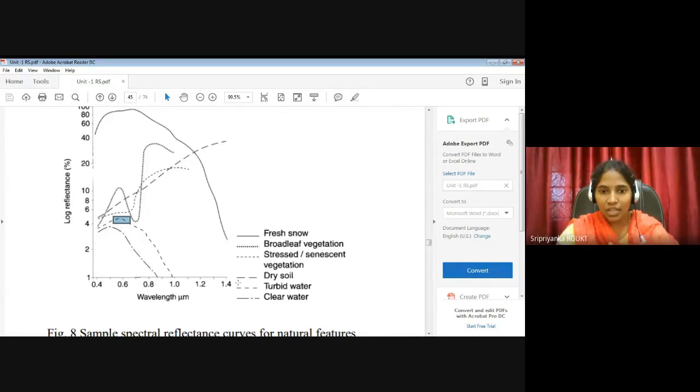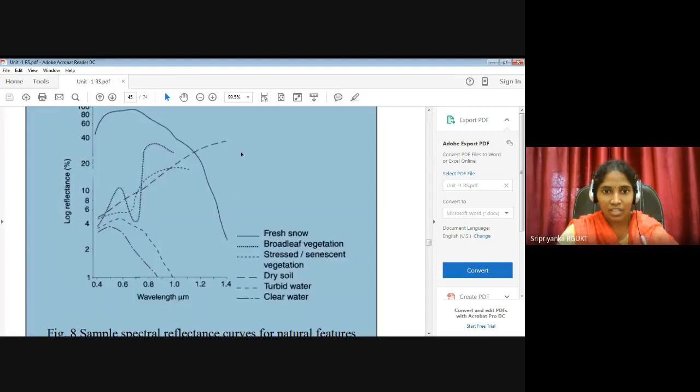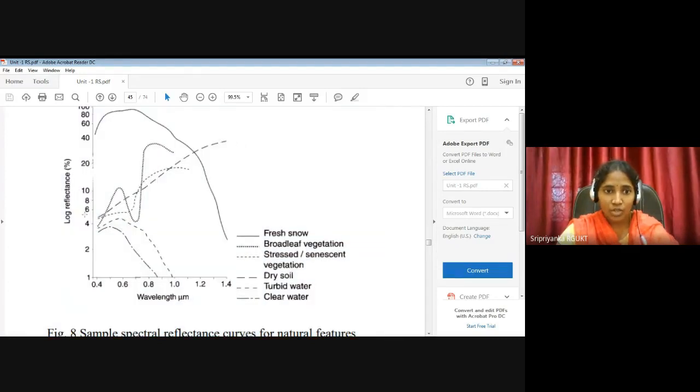Okay, next to that, it's your dry soil. Where is that dry soil? This is your dry soil, this pattern. You can see the soil always has an increasing trend of the reflection pattern. You will see a decrease at your infrared region at 1.4, it starts the decrease.